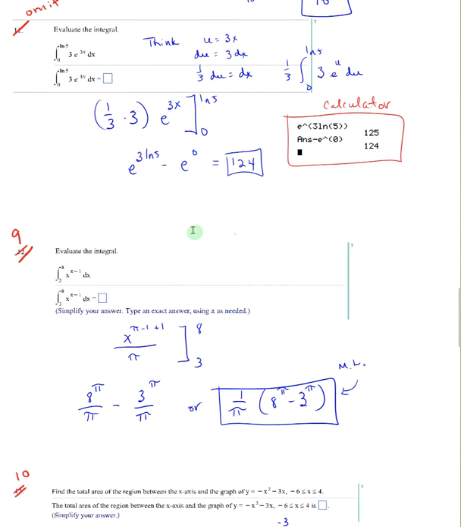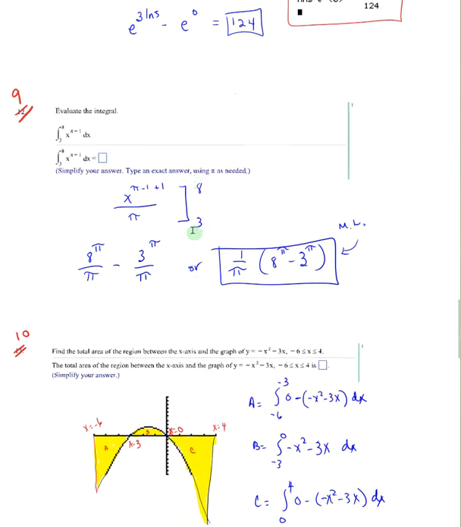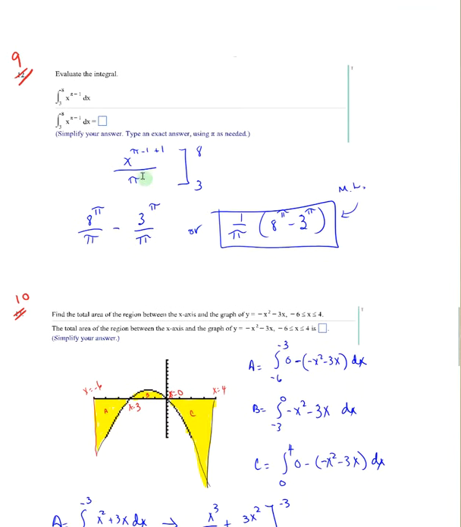This one is omitted, so your new number 9 is here. The integral from 3 to 8 of x to the pi minus 1. Well, x to the pi minus 1, it's just a number. So the integral of that is x to the pi minus 1 plus 1. Those cancel, so you're dividing by pi. So when we evaluate that, then we have 8 to the pi over pi minus 3 to the pi over pi. You could factor out 1 over pi and have 8 to the pi minus 3 to the pi inside it, and I believe that MathLab likes that answer. You could try it this way.